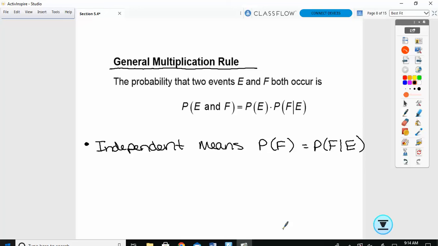Knowing that it's sunny today doesn't change the probability that you are in my class. Okay, so the probability that you're in my class is the same as the probability you are in my class when it's sunny outside. It doesn't change. They are not related to each other. So knowing one thing happened did not change the probability that the other occurred.